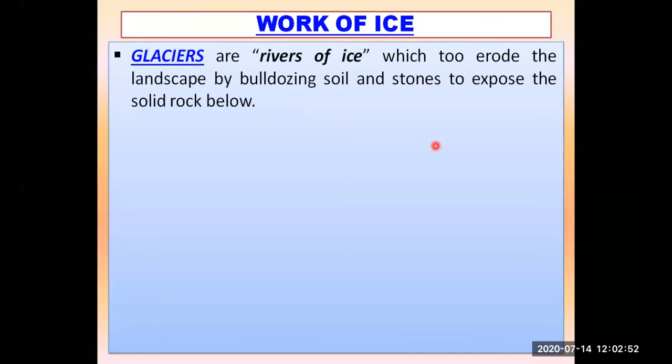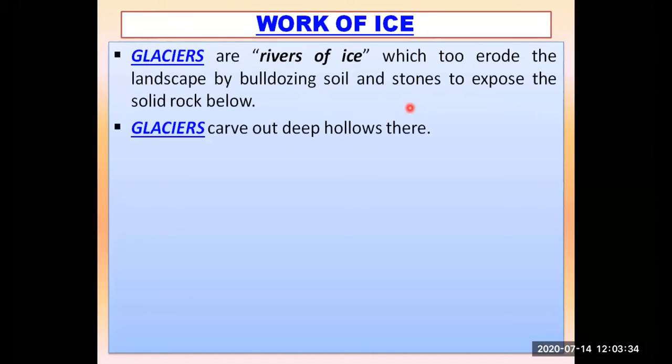This is the river of ice, which also erode the landscape by bulldozing soil and stones to expose the solid rock below. So these rivers of ice also erode the landscape. ये भी river of ice जो है वो भी strike करता है, and it also erode the landscape. और landscape को इसने क्या करता है? ये erode कर देता है, तोड़ देता है छोटे छोटे टुकड़ों में. By bulldozing soil and stones, soils और stones को bulldoze कर देता है, यानी तोड़ देता है. And solid rocks are exposed, और फिर वो rocks जो है वो नजर आते हैं. Solid rocks जो है now it can be seen because these rivers of ice strike and erode that also.